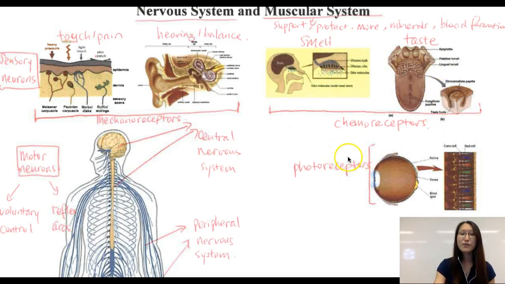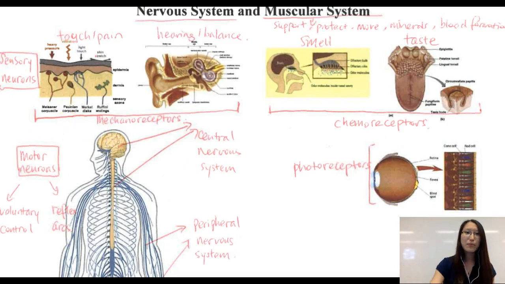And then the last type of receptor is called a photoreceptor. A photoreceptor is for your eyes. Instead of having the neurons bending in a certain direction or accepting a chemical, it's accepting photons, which is light. Okay, so there are three.